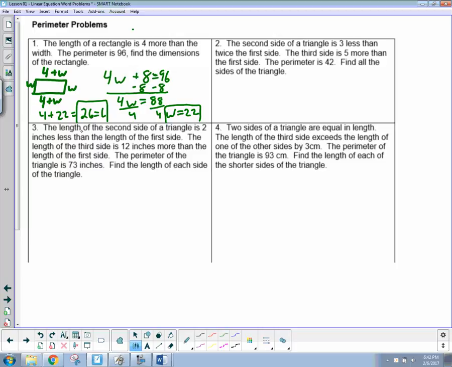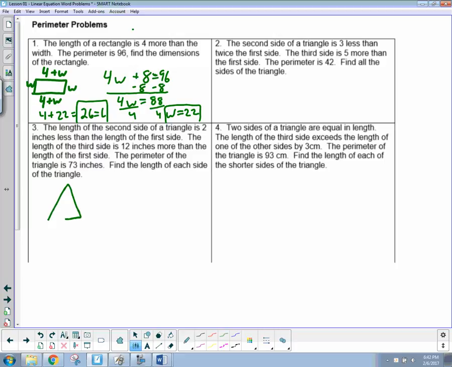Okay? Number 3 is the sides of a triangle. Careful on how you read this. The length of the second side of a triangle is 2 inches less than the length of the first side. The length of the third side is 12 inches more than the length of the first side. The perimeter of the triangle is 73 inches. Find the length of each side.